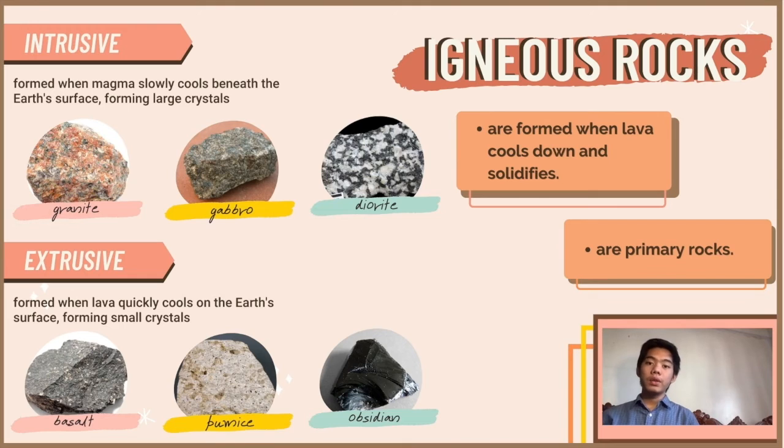Now when volcanoes erupt and lava cools down on the Earth's surface, extrusive or volcanic rocks are formed. They cool quickly, which allows small crystals to form. Some examples are basalt, pumice, and obsidian.